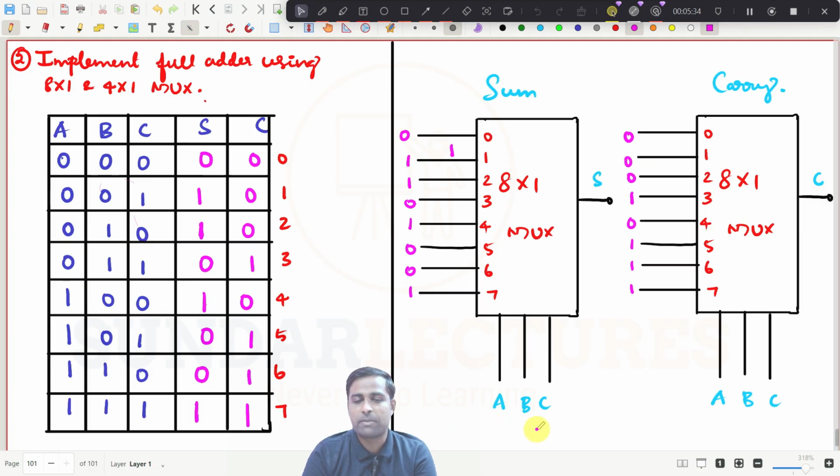If I give ABC as 001, then it will be selected in this mux, this will be selected, and everything is very simple here, right? So this is how you need to implement a full adder using an 8 cross 1 mux. And for a 4 cross 1 mux, what you need to do? That is what we are going to do now.